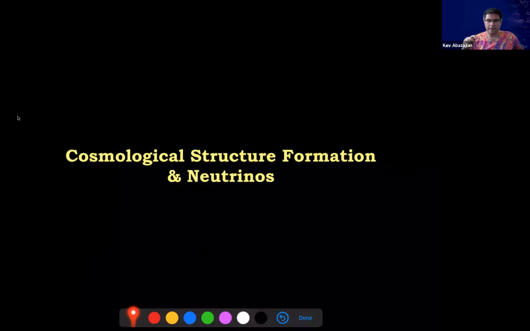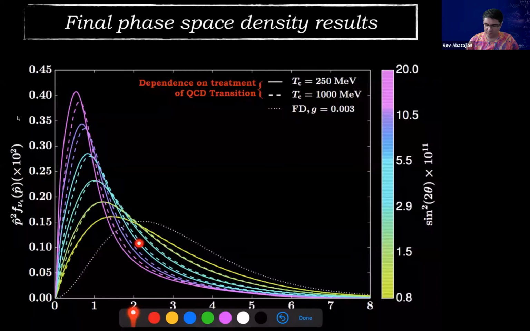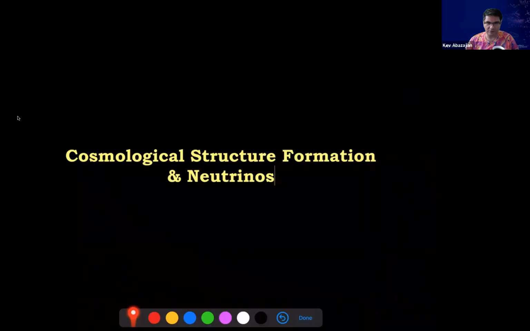So why do you care about the phase-space distribution of sterile neutrinos produced at that level, right? We're looking at these small effects. Let me go back, I'm trying to go back here. If you're looking at these small differences between the phase-space distributions, why does this matter? And that matters because the phase-space distribution affects structure formation. And so really this is a question about cosmological structure formation when you include sterile neutrinos as the dark matter.